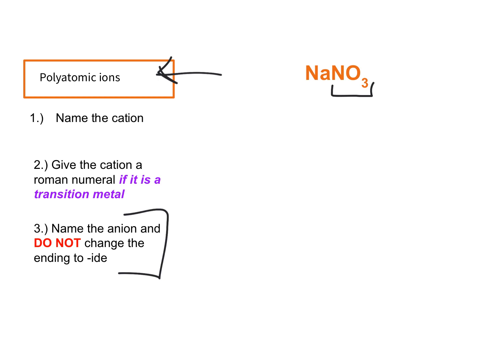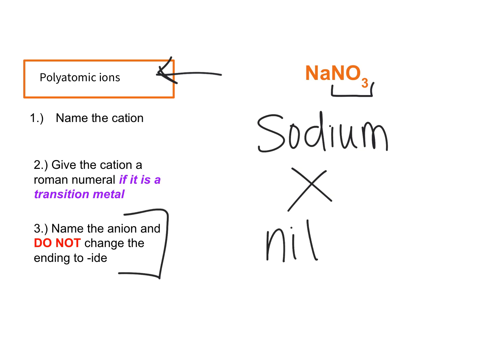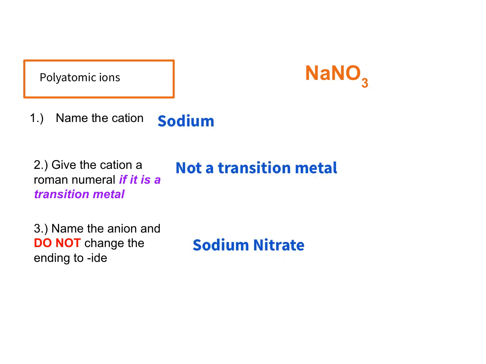So for naming the cation, we have sodium. It's not a transition metal, so we don't need a Roman numeral. And then we just name our anion. In this case, this one is nitrate. So this is simply just sodium nitrate.